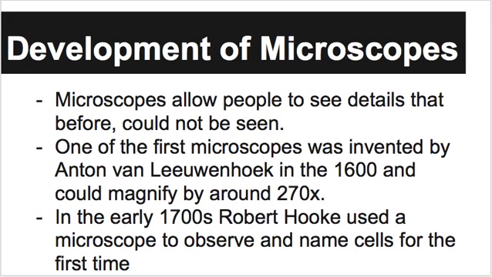All right, so the development of microscopes. Microscopes allow people to see details that before could not be seen. One of the first microscopes was invented by a man named Anton van Leeuwenhoek in the 1600s and could magnify by about 270 times. The X in this case means times. In the early 1700s, Robert Hooke used a microscope to observe and name cells for the first time.